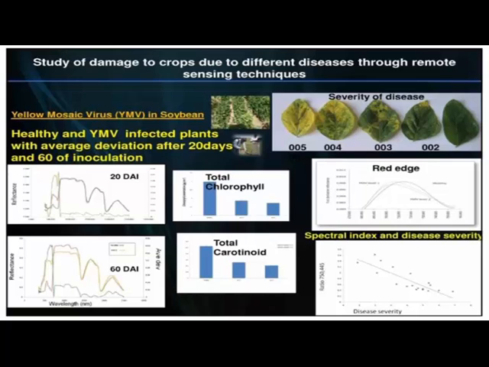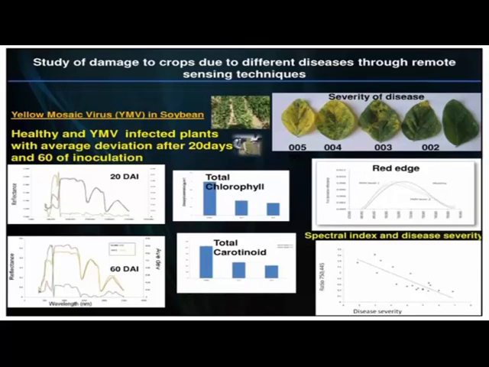And again, you can see here how severe chlorosis takes place. From green to yellow it has happened. So total chlorophyll content goes down, and carotenoid also gets affected, which is reflected in the reflectance pattern, taken 20 days after inoculation and 60 days after inoculation. So you have a diseased plant and a healthy plant, and if you take the difference of that, you are able to see the difference curve given over here.